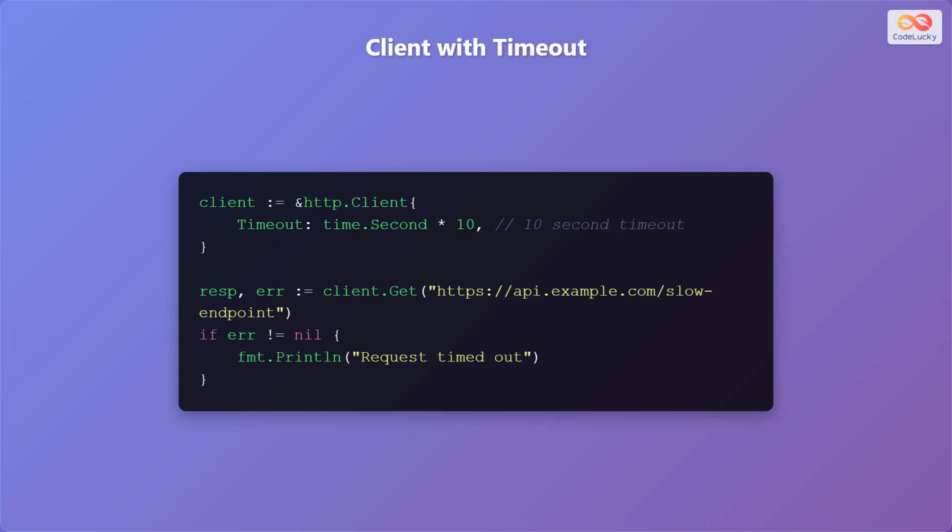To set a timeout for an HTTP client, you can configure the Timeout field of the http.Client struct. In this example, a new HTTP client is created with a timeout of 10 seconds. If a request takes longer than 10 seconds, the client will return an error. Then, the client.Get method sends a GET request to the specified URL. If there is an error during the request, it prints request timed out.